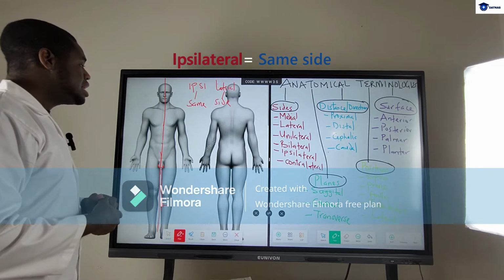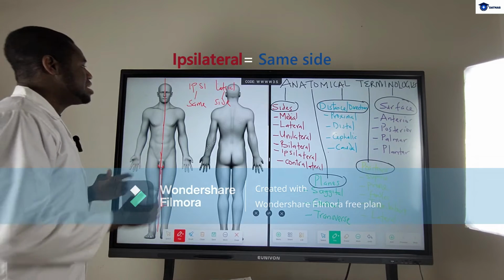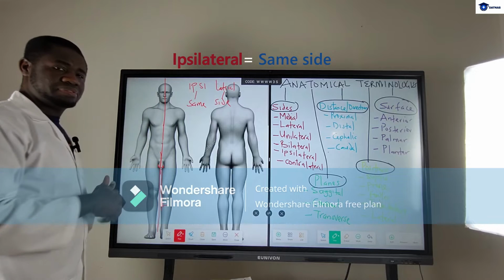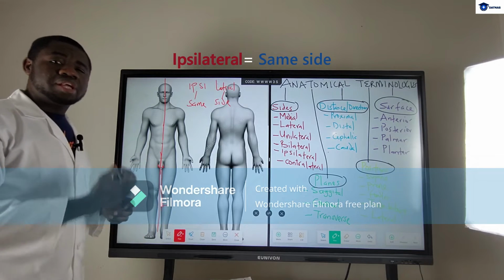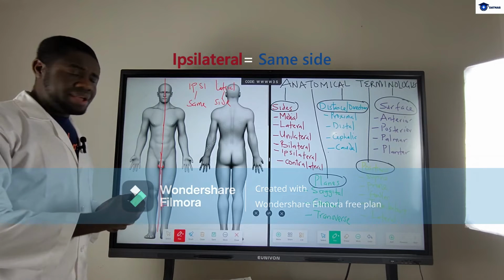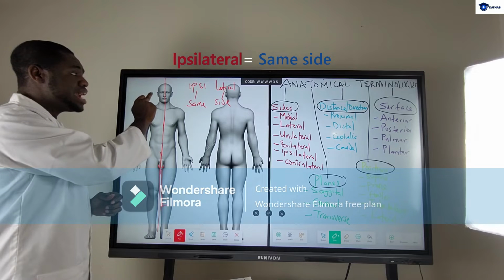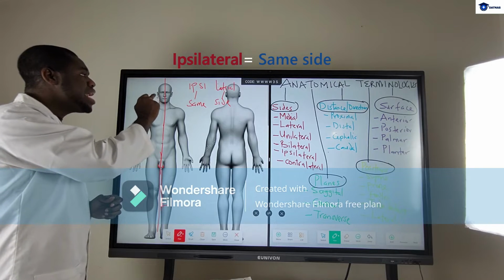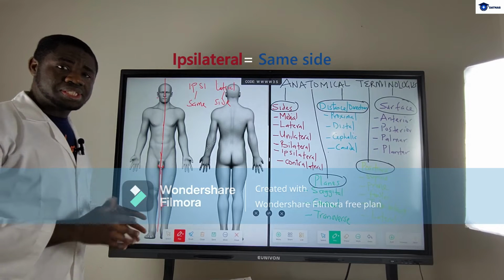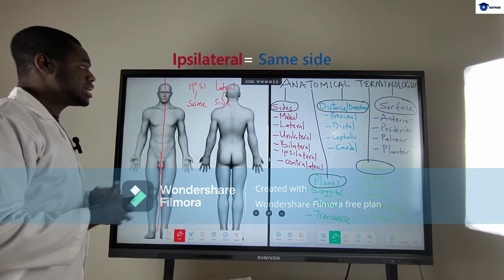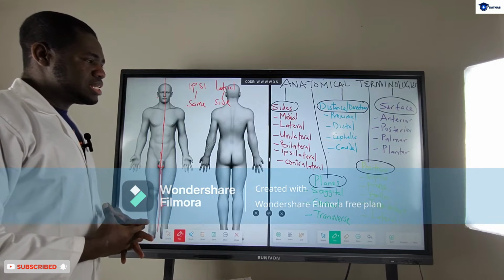If I say that this man is deaf in the right ear, he also has a wound in the ipsilateral ear. That is, this man is deaf in the right ear, and this same ear is also having a wound. Ipsilateral means same side. What about the contralateral side?